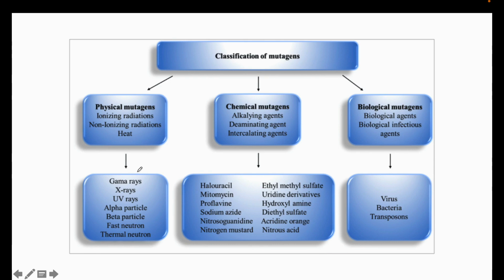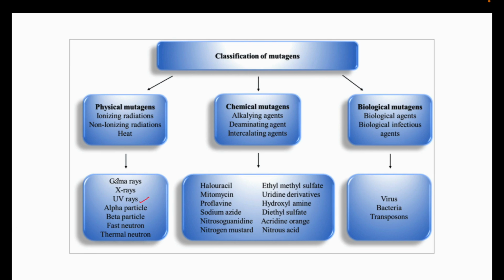The difference between ionizing and non-ionizing radiations is pretty simple. They are able to ionize the atoms present in the DNA. So these are the different examples: gamma rays, X-rays, UV rays. You all must be familiar with the use of UV rays as a source of physical mutagens.